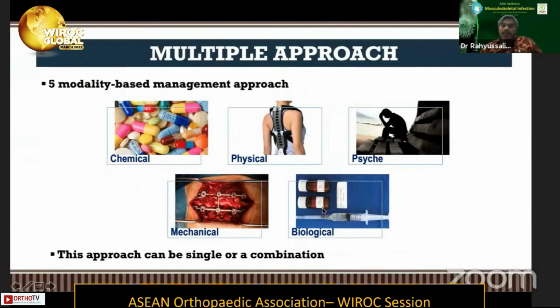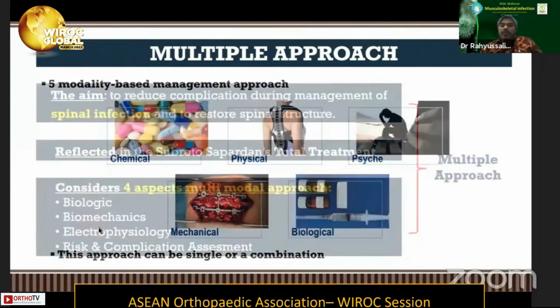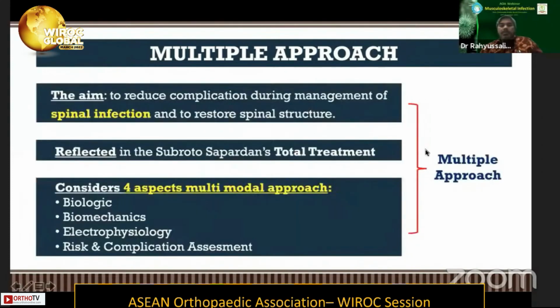It means right now we also have stem cells and metabolic products to put on the lesion. So this approach can be single or can also be combined. This multiple approach aims to reduce complications during management of spinal infection and to restore spinal structure, of course.